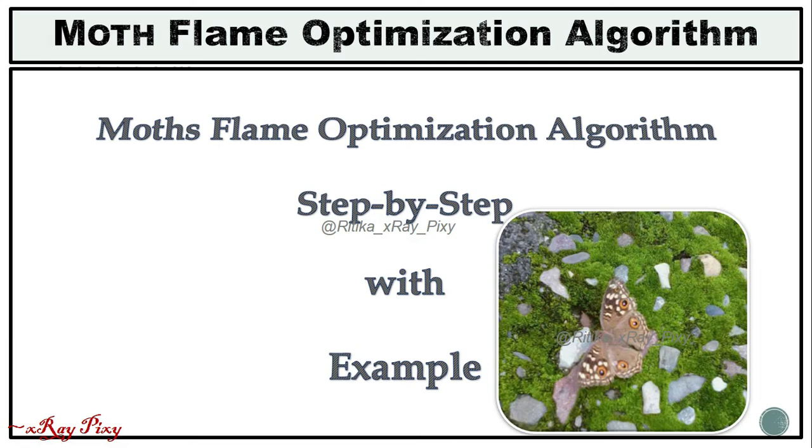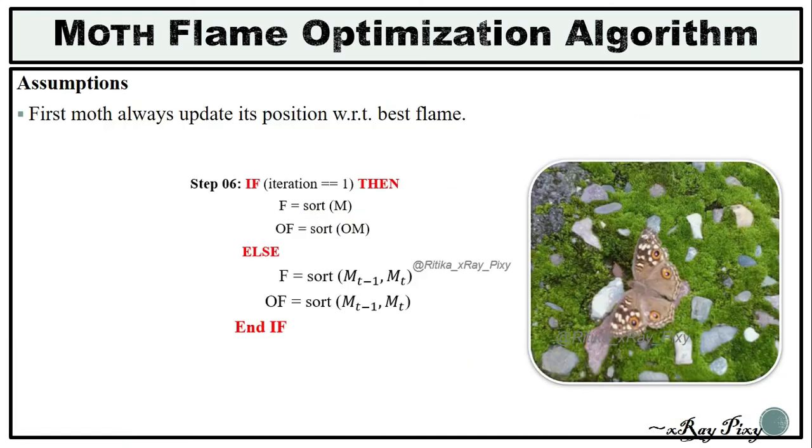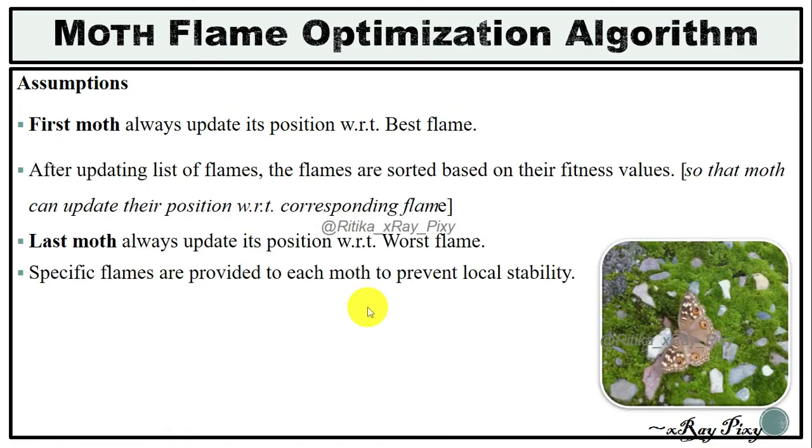Now by following certain steps, you can solve a numerical example for this algorithm. First, we have certain assumptions that play a major role in this algorithm for simplicity. First assumption is that the first moth position is always updated with respect to the best flame, which you can see in step 6. Here, if iteration is 1, then we will update by this, else this. So the first moth position is always updated with respect to the best flame.